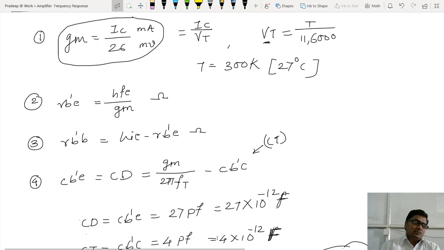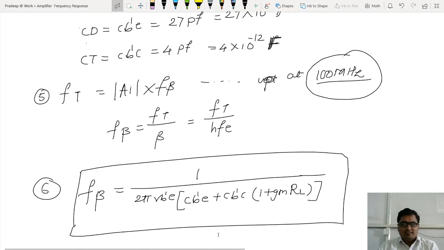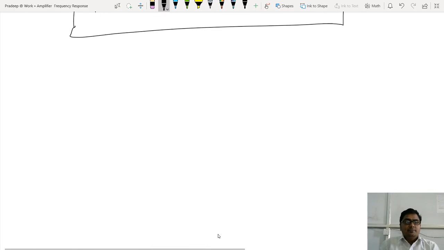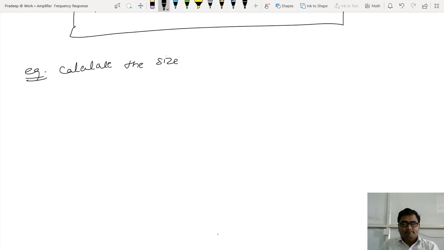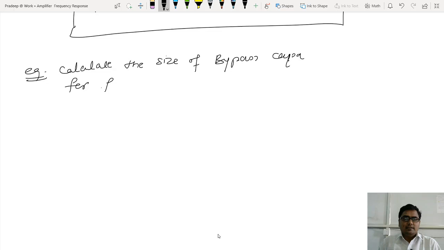Now what kind of numericals are we supposed to solve? There are very small numericals in this chapter. For example, calculate the size of the bypass capacitor for FL, that is the lower cutoff frequency, of 100 hertz.